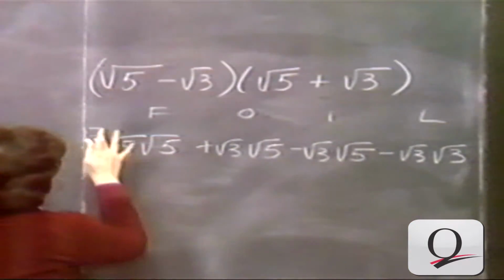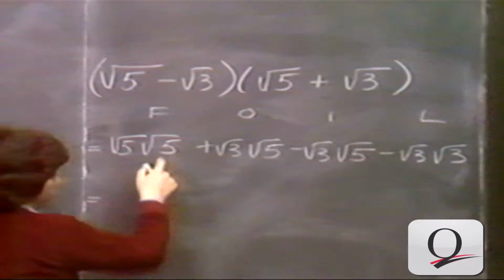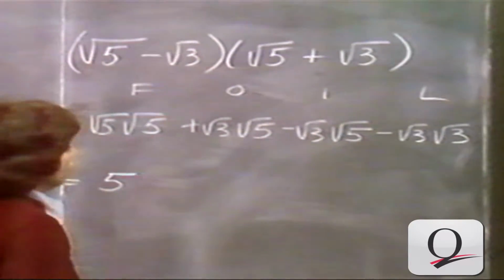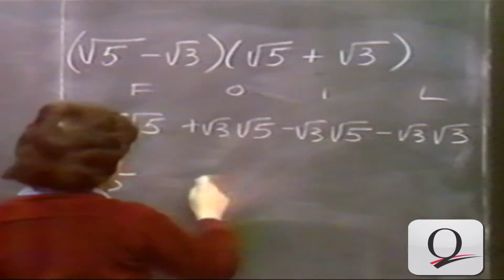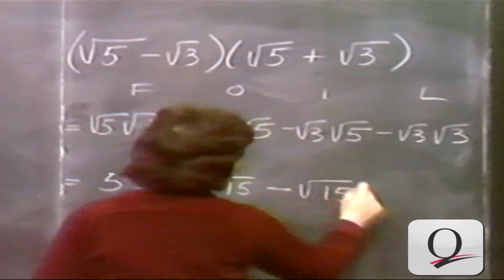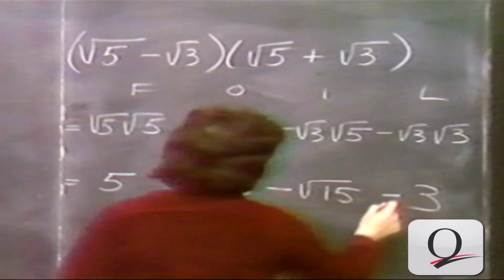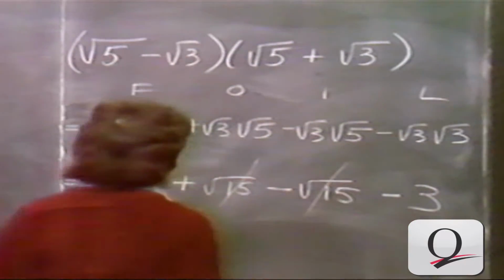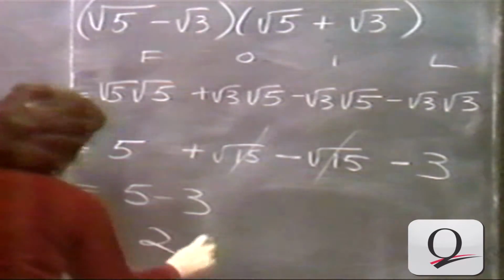And what we get here is the square root of 5 times the square root of 5, that's 5, plus the square root of 3 times the square root of 5, or plus the square root of 15, which will cancel out the minus the square root of 15 that appears right after it. And then minus the square root of 3 times the square root of 3, which is 3. These two knock each other out. We do get 5 minus 3, or 2, for an answer.